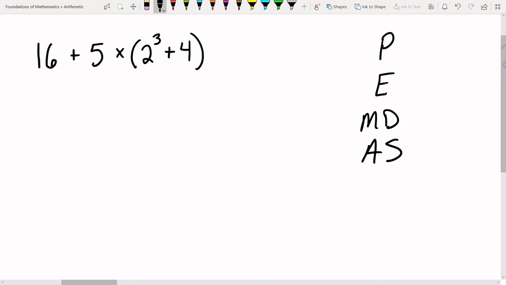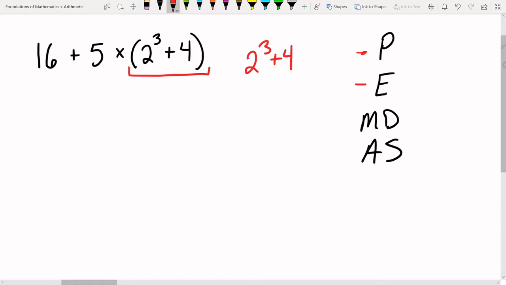So we have parentheses first. So the first thing we're going to do is look right here. I'm just going to pull it off to the side here. 2 cubed plus 4. And when we're inside of the parentheses, we're going to follow the rest of the order of operations to solve this. So the next step is look at parentheses again. Well, there aren't any in the red 2 cubed plus 4.